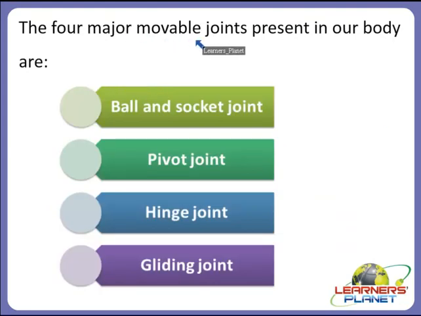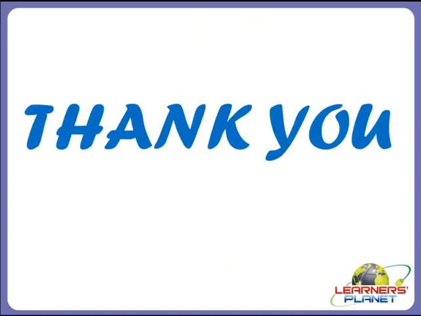So the four major movable joints present in our body are the ball and socket joint, pivot joint, hinge joint and gliding joint. Right? We know that these are the joints which can move quite freely and allow a variety of movements, and that is why they are divided into these four. So we will study all the freely movable joints in the next session.